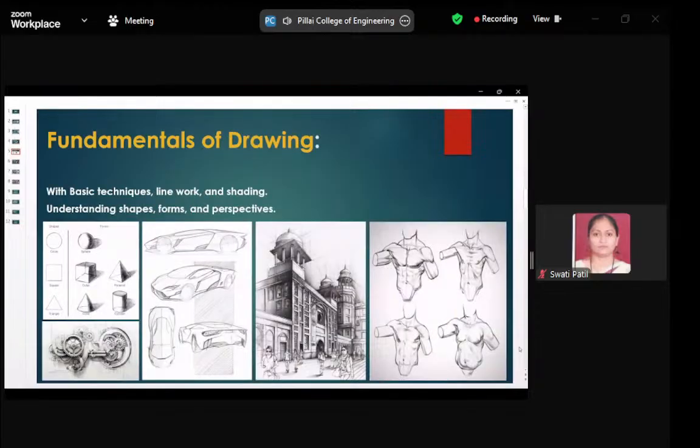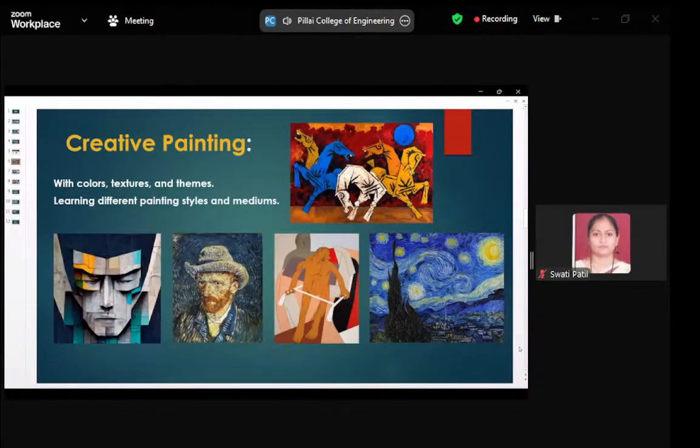Our first topic, fundamentals of drawing, with basic techniques, line work, and shading. Understanding shapes, forms, and perspectives. Our second topic, creative painting with colors, textures, and themes. Learning different painting styles and mediums.